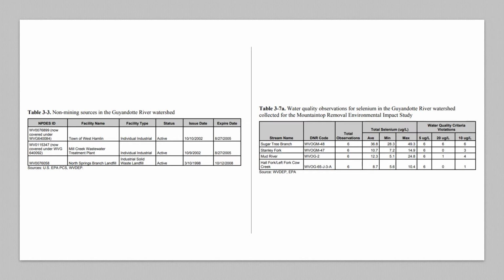And then on the right-hand side, we have the water quality observations for selenium in the Guyandotte River watershed. The 4 streams are just smaller tributaries going into the Guyandotte River, which have all been tested for selenium. And then we have the selenium totals for the average, minimum, and maximum, all of which are listed above the water quality criteria violations.